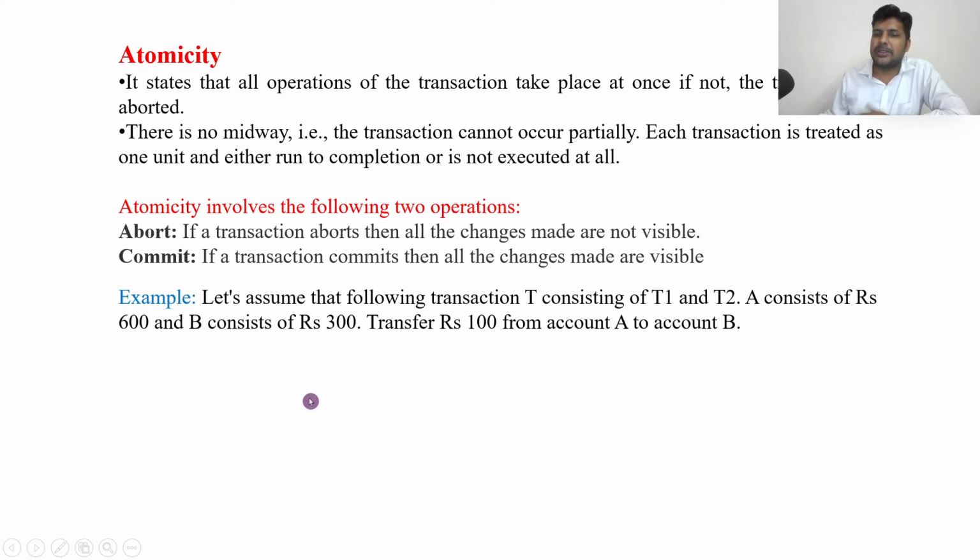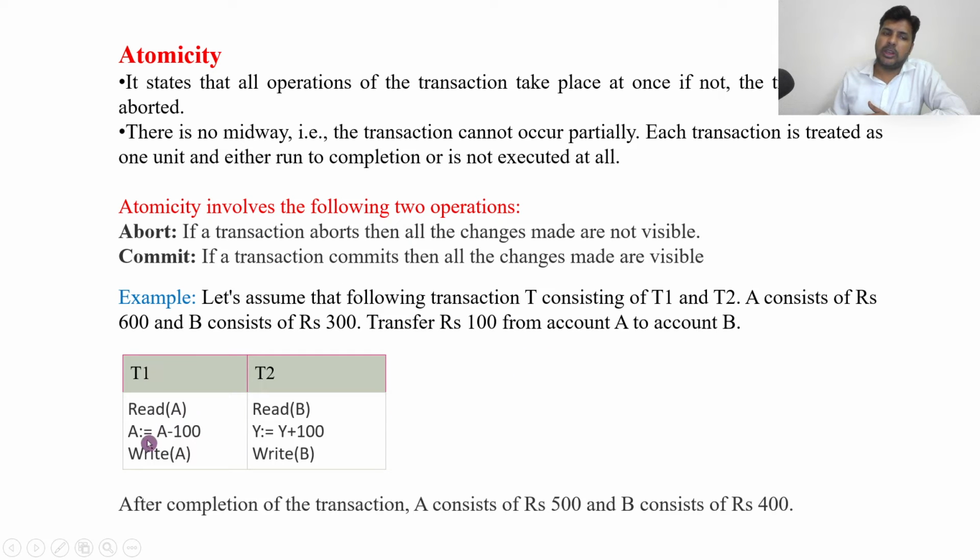Same example. It consists of transaction T1 and T2. Account A has 600, B has 300, transferring 100 from A to B. So what happens? Read A, A equals A minus 100, so 600 minus 100 means successfully transferred. It will write A as 500. Similarly, it will add 100 to B and write B as 400. Now A consists of 500 and B consists of 400, right?